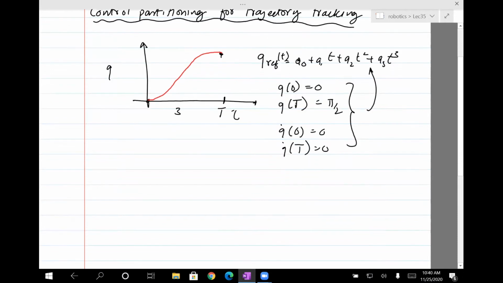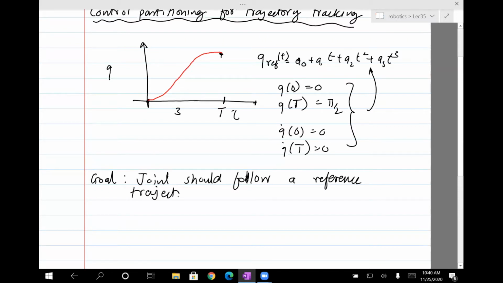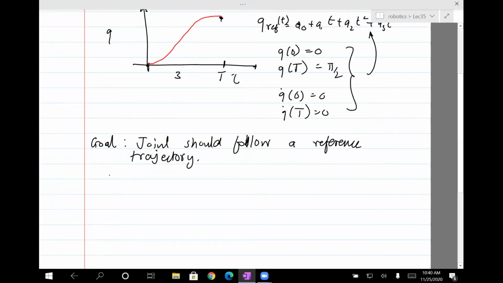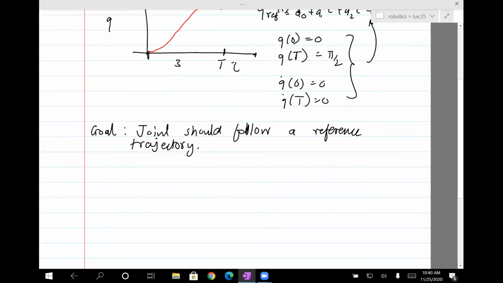Okay. So the next part is, our goal is that the joint should follow the reference trajectory. Okay, so here we have again the same dynamics. Dynamics are not going to change.